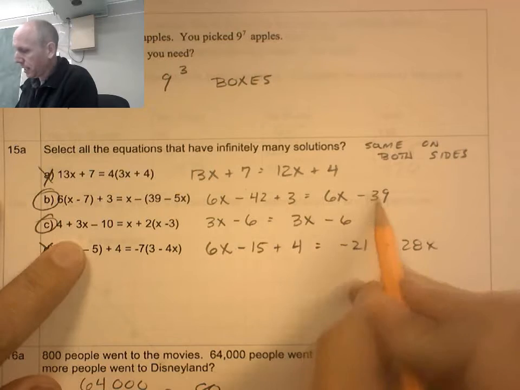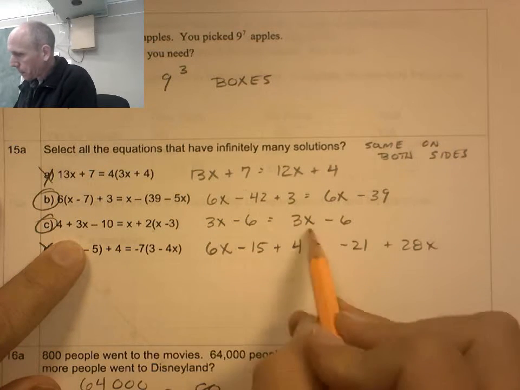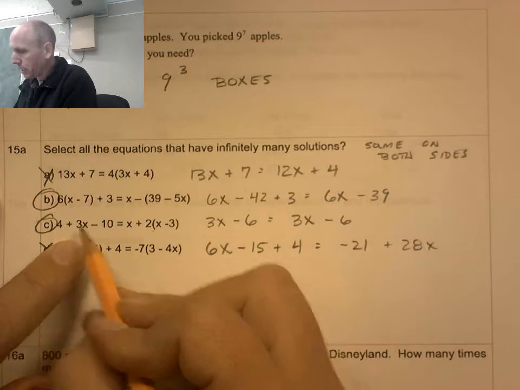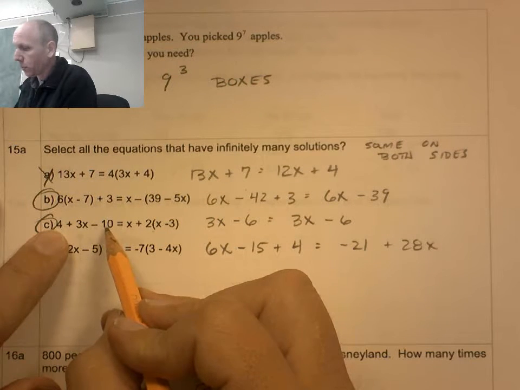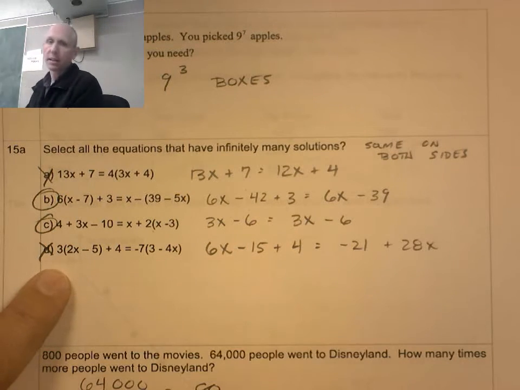This one does work. Right here, if I distribute that 2x and simplify it, it does work. And here, subtracting 4 minus 10. This guy, I distribute, I simplify. That one doesn't work.